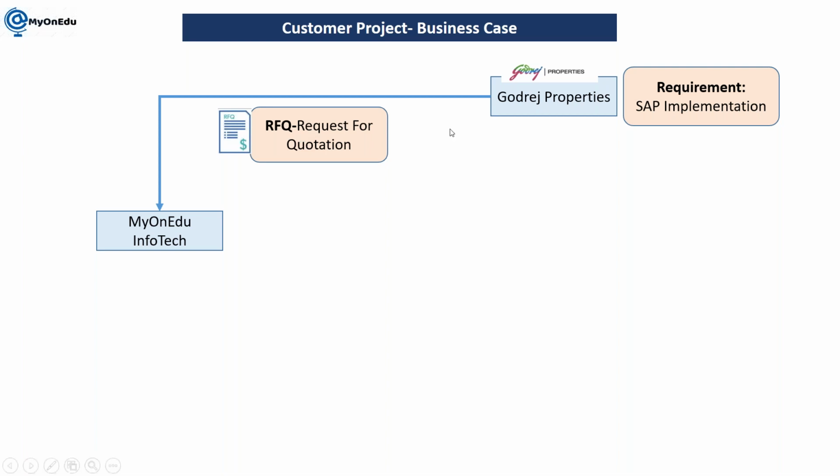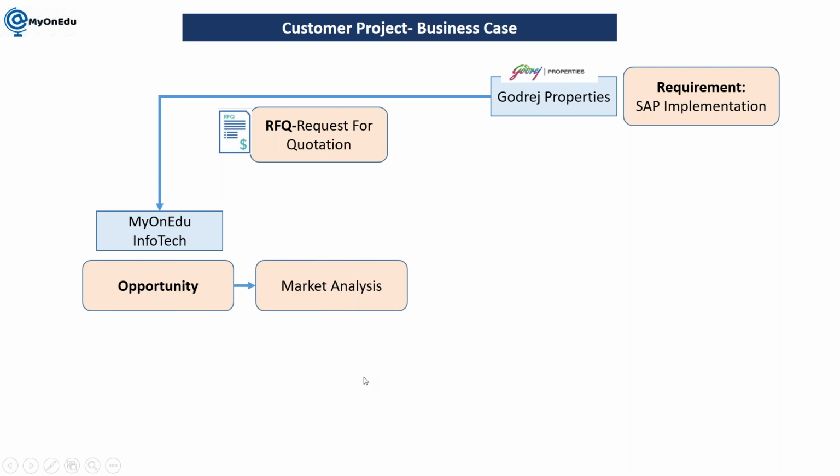So generally in this case the company used to send the RFP or RFQ to multiple companies, organizations to provide the quotations. So we as an IT company will consider this request for quotation as an opportunity, and with reference to this opportunity we will do the market analysis so that we can find out the estimation, right? So based on the requirement, the modules for which they are requesting, the areas where they want to implement the SAP, based on this requirement we will do the market analysis, and then we will prepare the estimation, right?